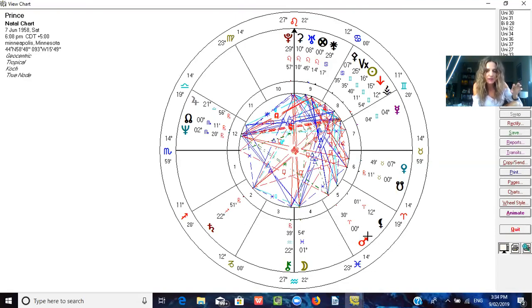This is the big boss, the big guns, right? So in Prince's chart, we can clearly see that this Yod draws in his creativity, his artistry, and his public life and career and life direction, because look at where Pluto is. It's right up there on the midheaven in the 10th house, which is life direction, public life, etc.